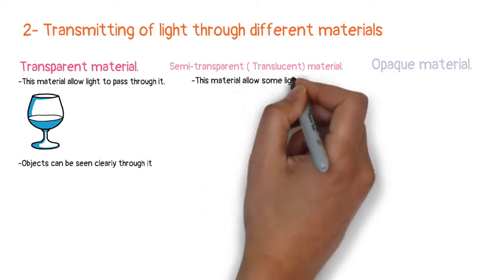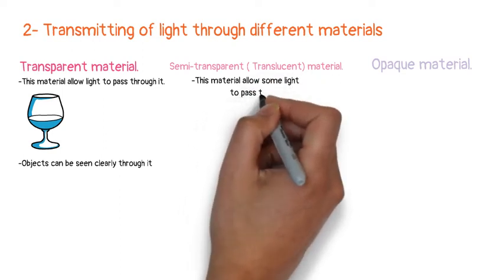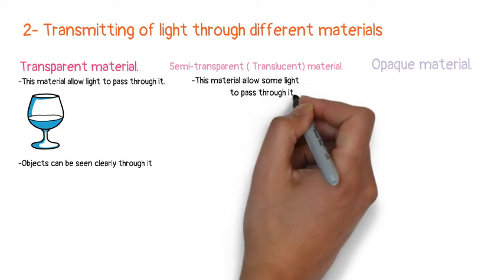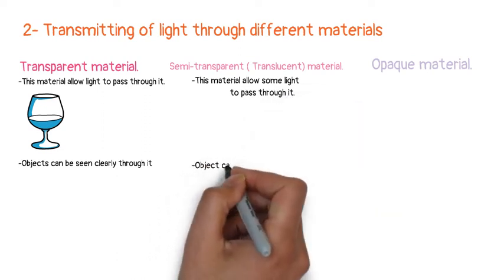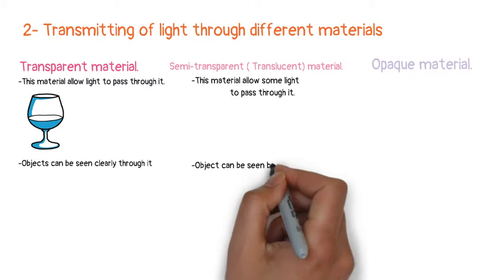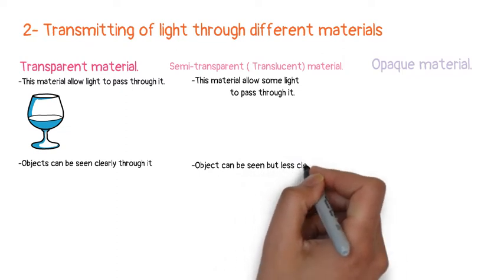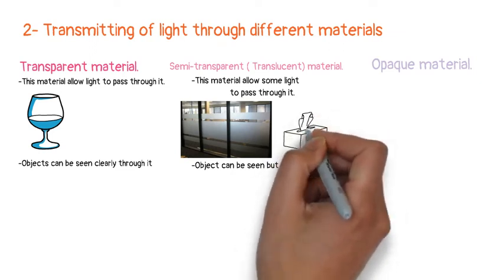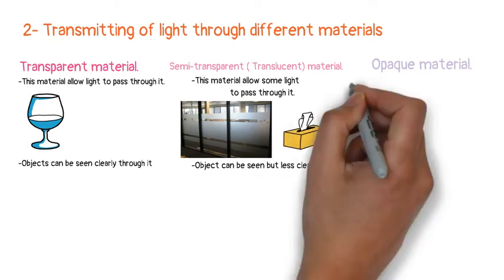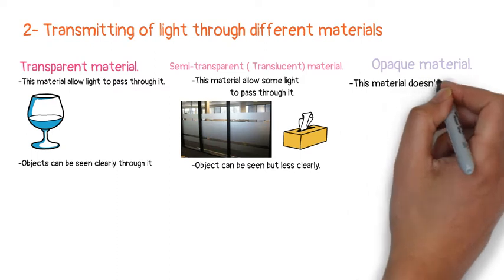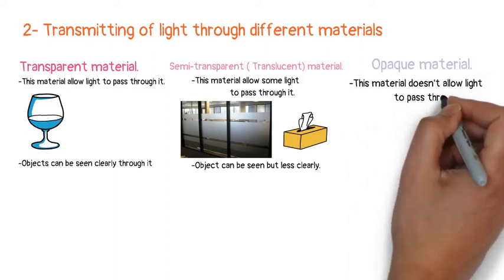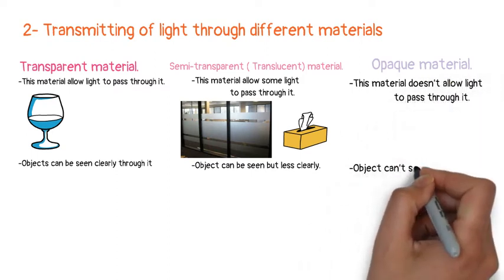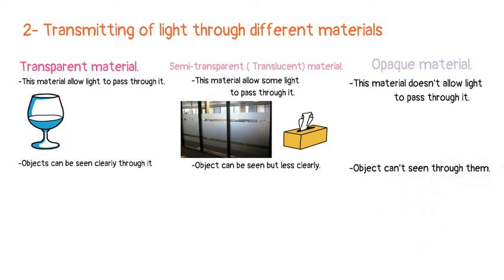Semi-transparent or translucent materials are the materials which allow some of the light to pass through, and the object behind is seen but less clearly, just like frosted glass and tissue paper. The opaque materials are the materials that don't allow light to pass through them, and the object behind can't be seen.